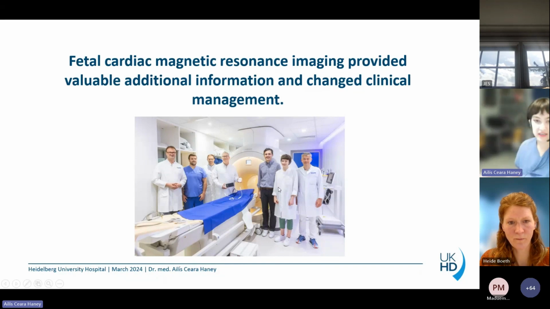So it's a very interdisciplinary matter, and it's very rewarding working together in this team, and we're very excited to scan more patients in the future. Thank you very much.